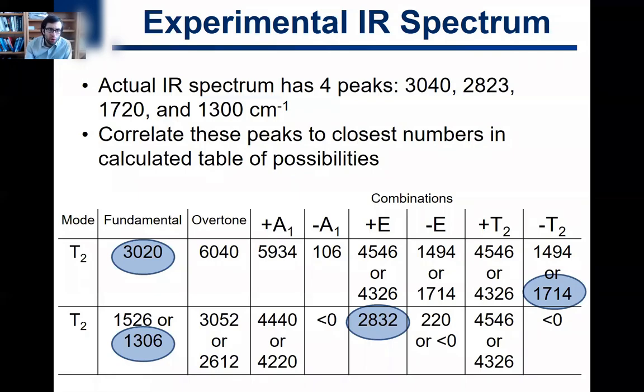Okay, so there was one point from the last video that we didn't have enough time to go over, which was why are these assignments that we've made versus what theoretically the energy should be different from what the experimental IR spectrum says they are. For example, we've assigned 3020 T2 fundamental. We know that energy is 3020 from the Raman spectrum. Why is it different in the IR spectrum?